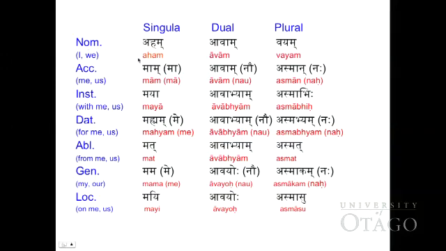You see from this chart, this is all first person pronoun. Nominative: aham, avam, vayam; singular, dual, and plural. Accusative, me or us: mam, avam, asman. In the bracket, ma, nau, nah. Sometimes we use mam, and sometimes we can use ma as accusative. Singular, dual, plural, accusative.